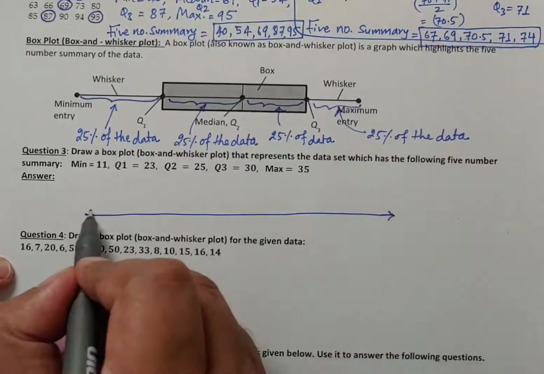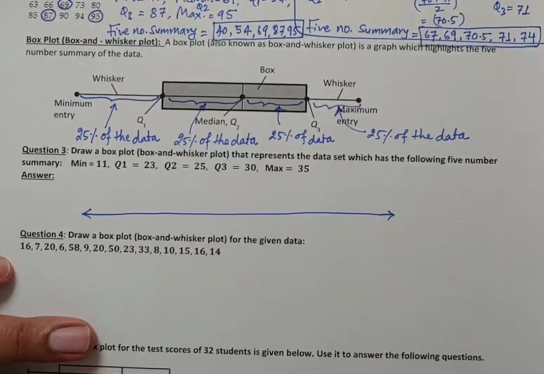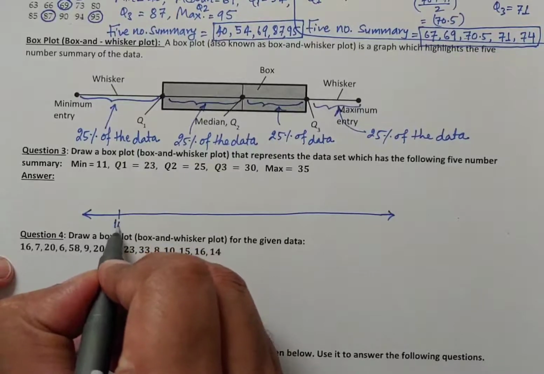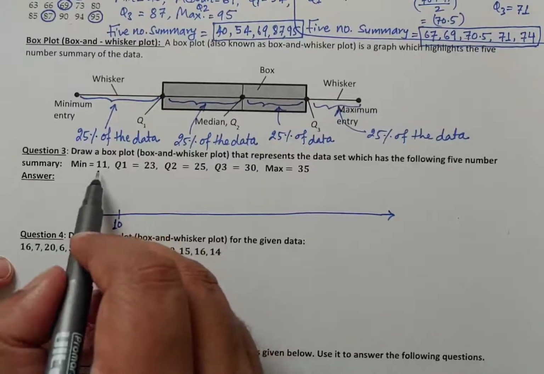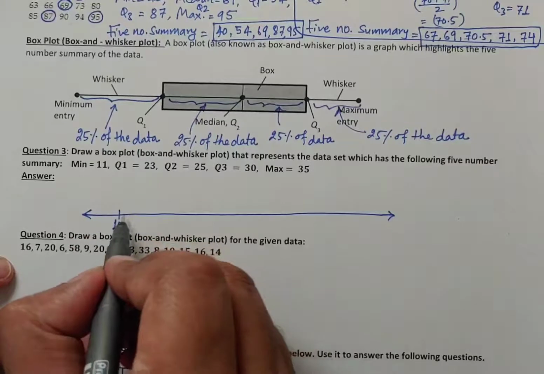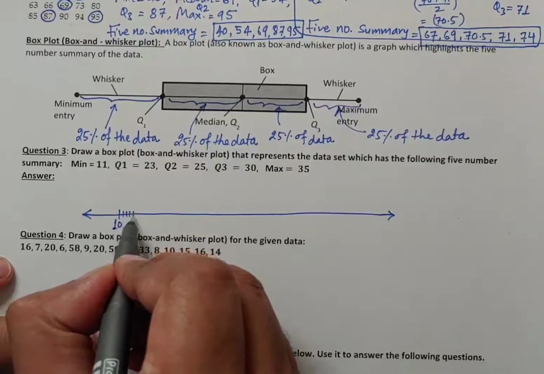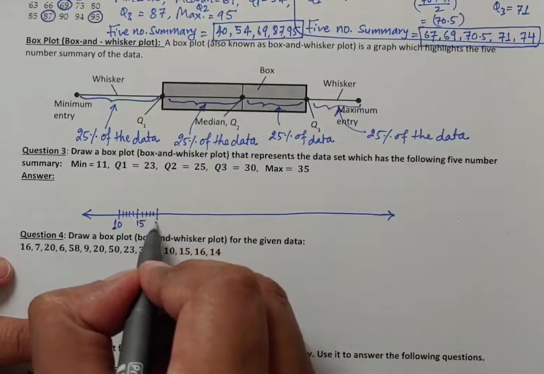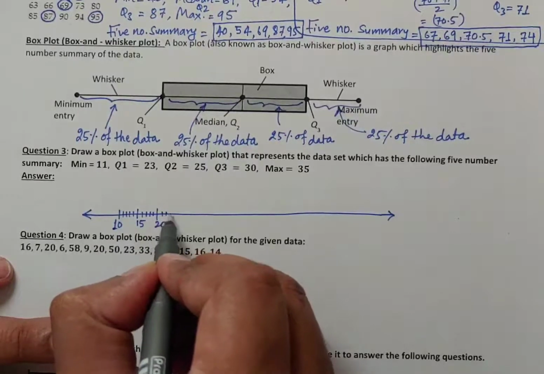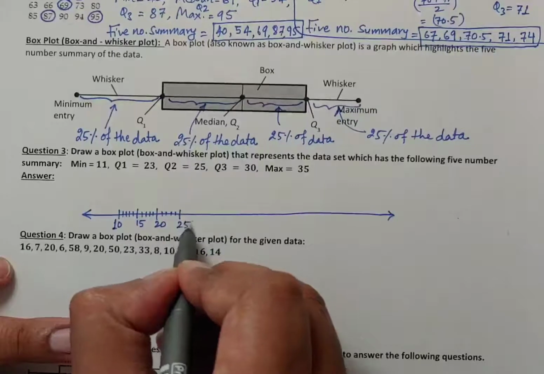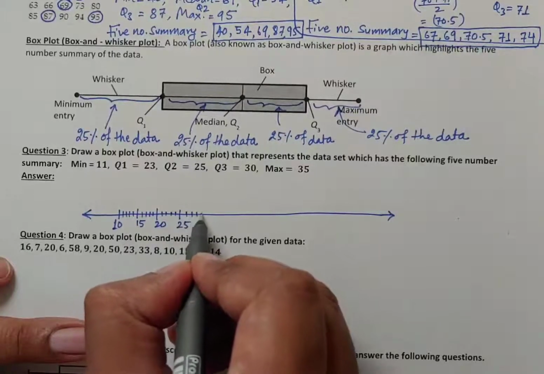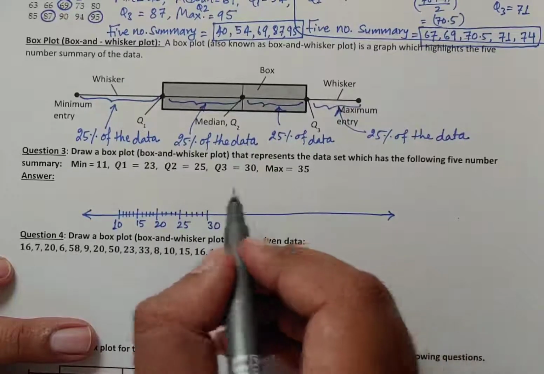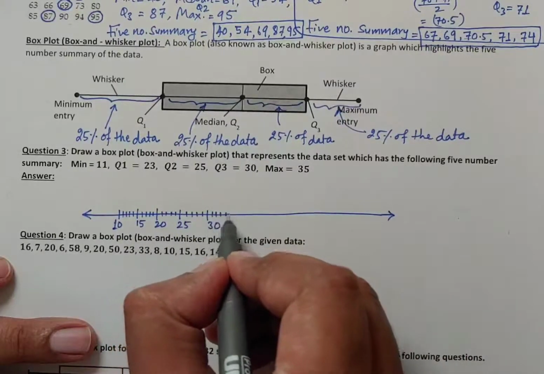Okay, let's draw a number line. Let's draw a number line, and then we can start at 10, because our minimum number is 11, right? So 10, then 11, 12, 13, 14, 15, 16, 17, 18, 19, 20, 21, 22, 23, 24, 25, 26, 27, 28, 29, 30, and the maximum number is 35, right? So 31, 32, 33, 34, 35.